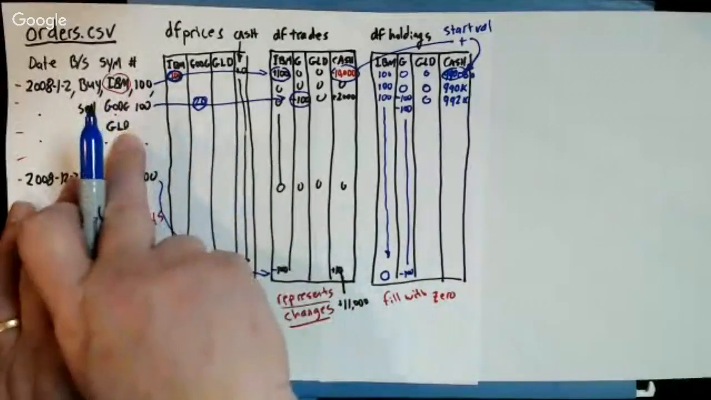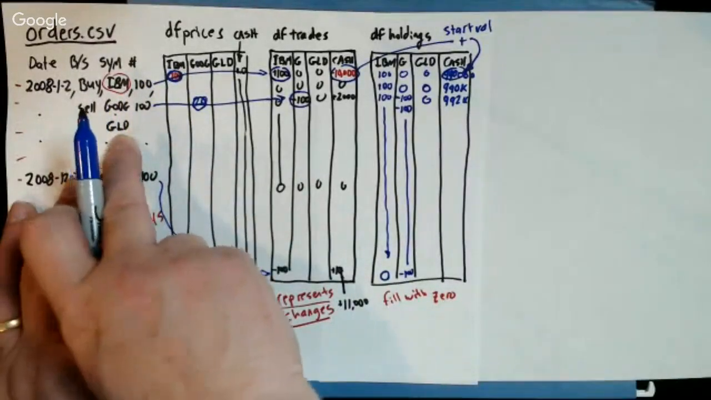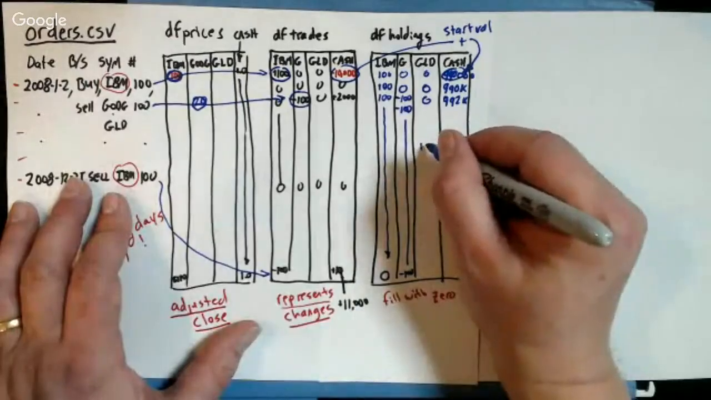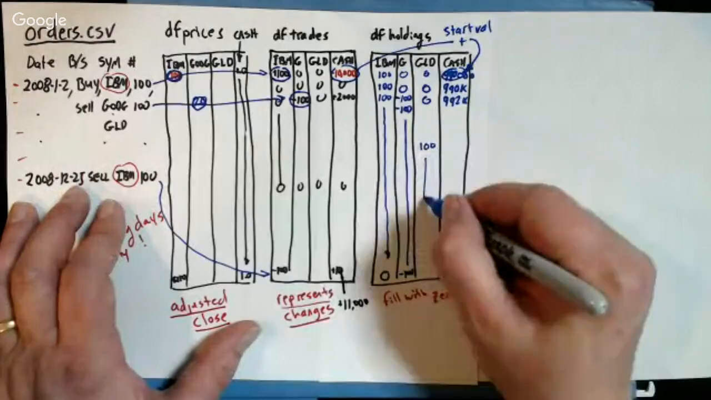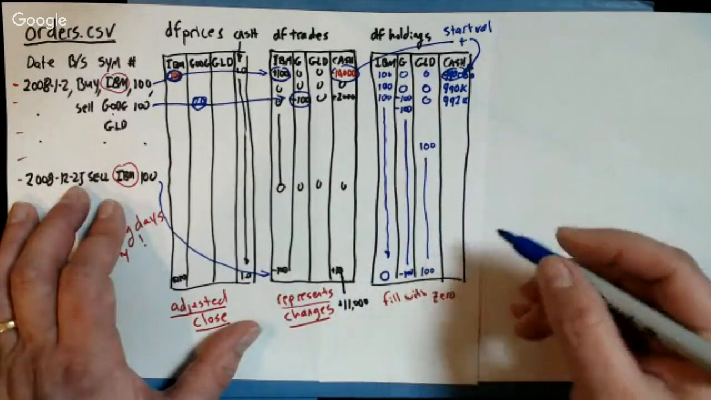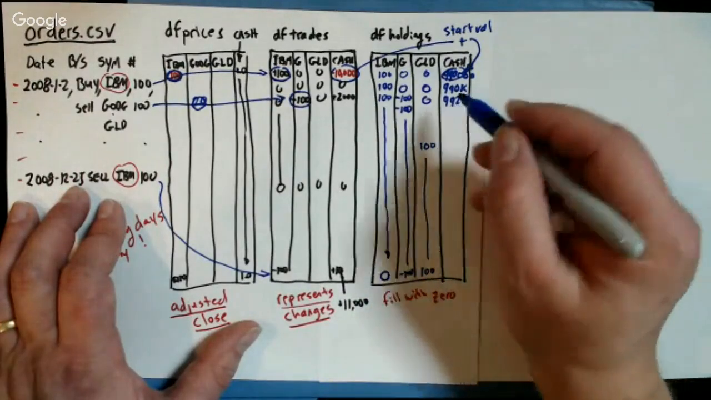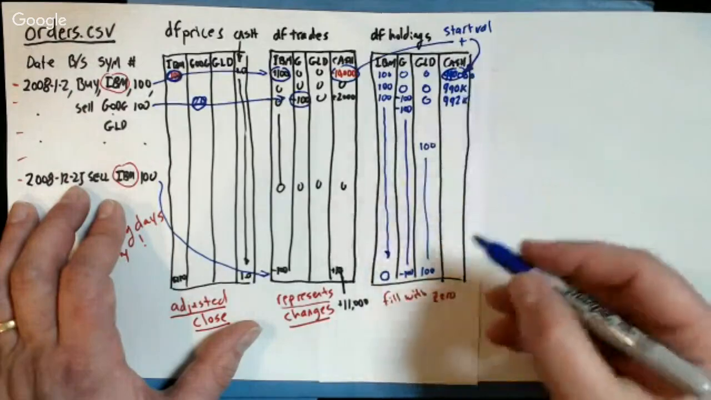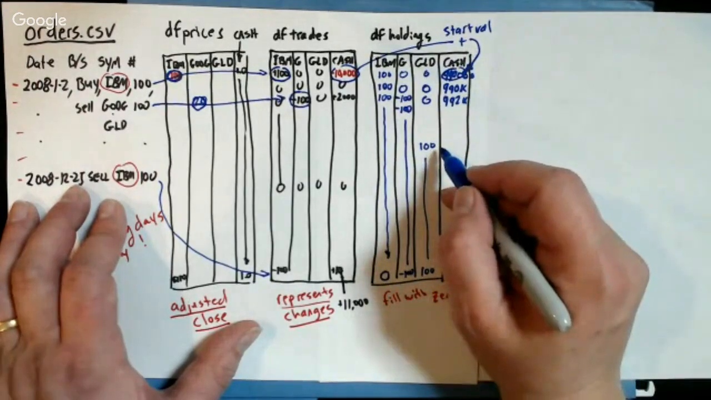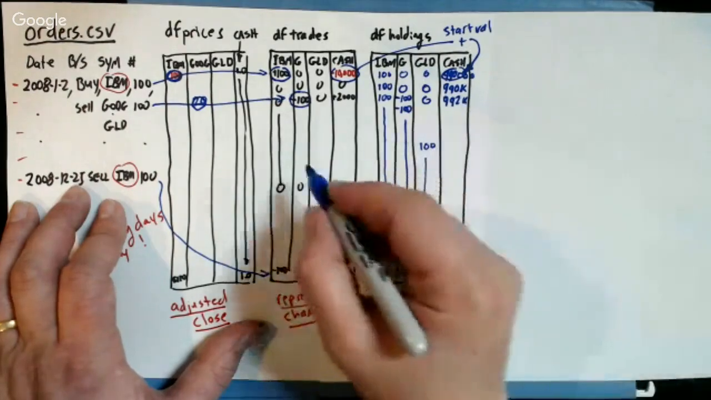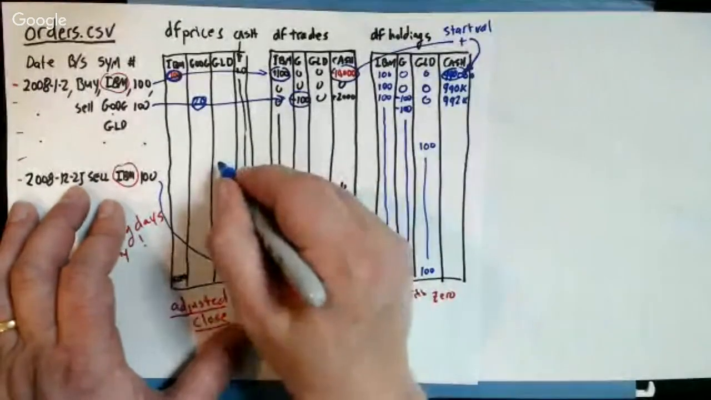Somewhere in here we had a gold purchase. Let's say along here we bought 100 shares of gold. We never exited gold, so we'll keep that 100 to the end. I'm not sure, we didn't do all the price calculations here, but let's say gold on this day cost $20, just for purposes of argument.